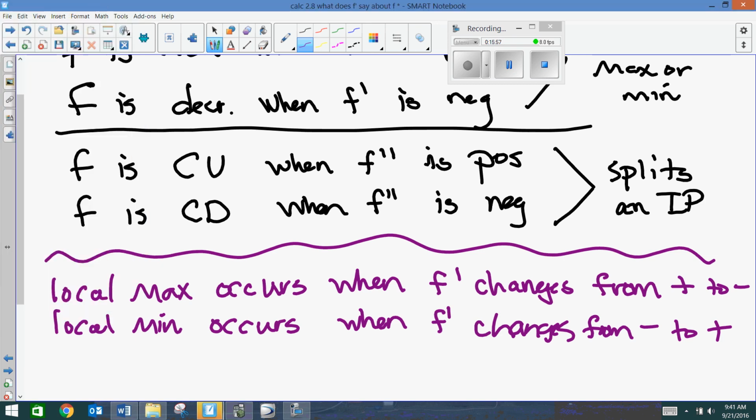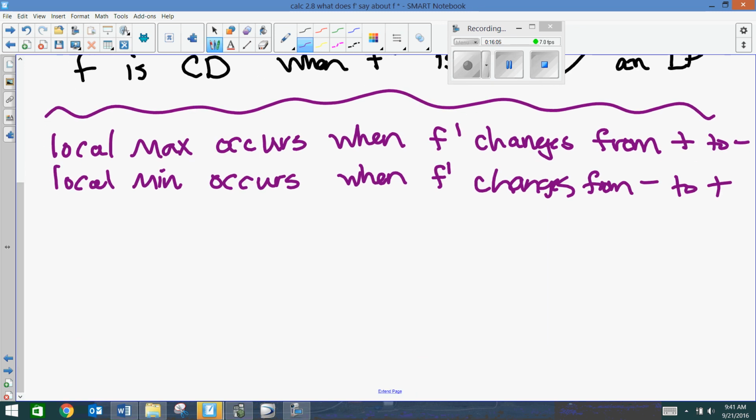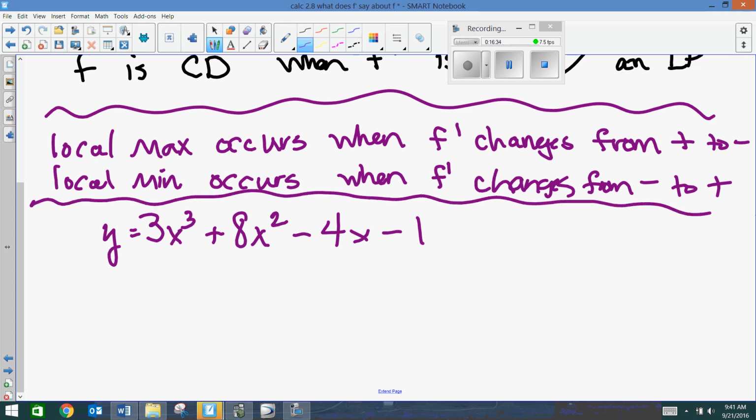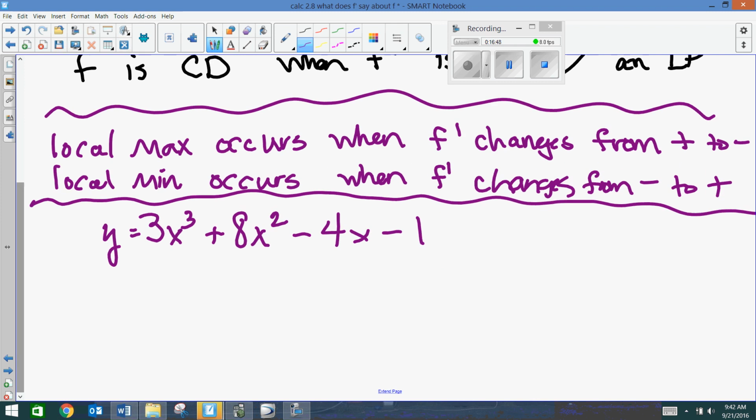My equation I'm going to work with to talk about all this increasing and decreasing is, you don't need to put it in your calculator yet, but you can: y equals 3x to the third plus 8x squared minus 4x minus 1. We're going to use calculus to analyze, and then make sure that backs up with your graph. Your graph is never going to be a reason to justify something. This is calculus, not pre-calculus.